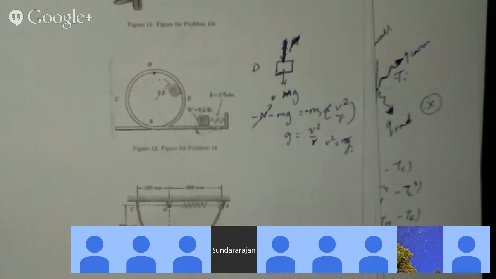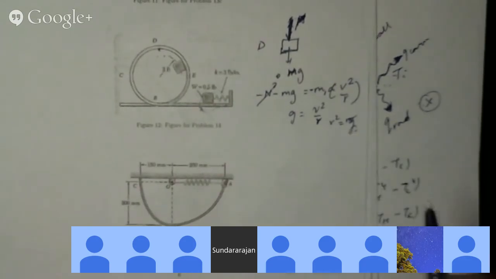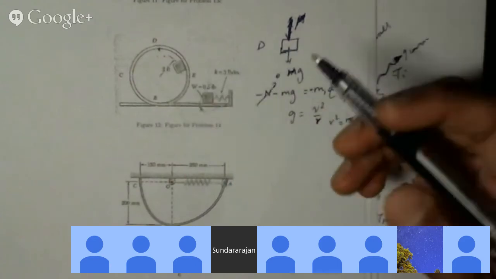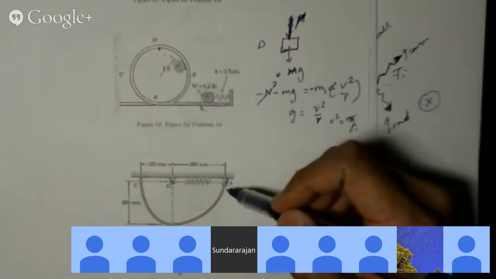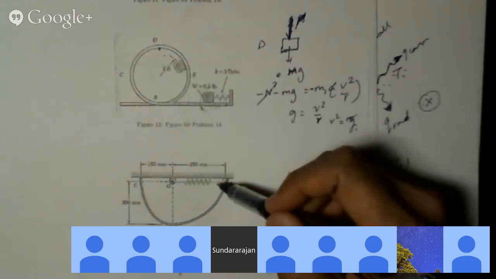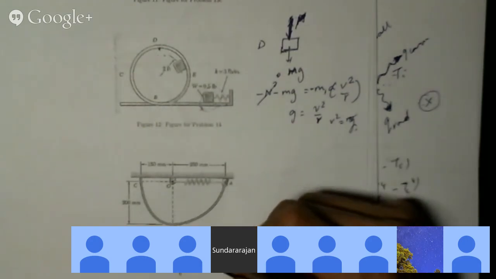Got it? What's happening here? Got it set up. Yeah, just energy is sufficient for this. So what's the energy at point A? Spring energy is 1/2 k delta squared. And what's delta? 100 millimeters, 0.1 meters. Correct.